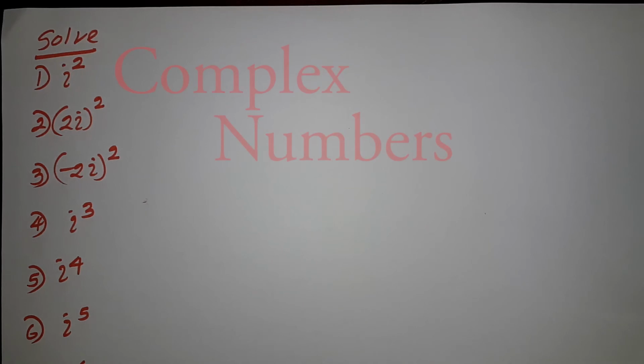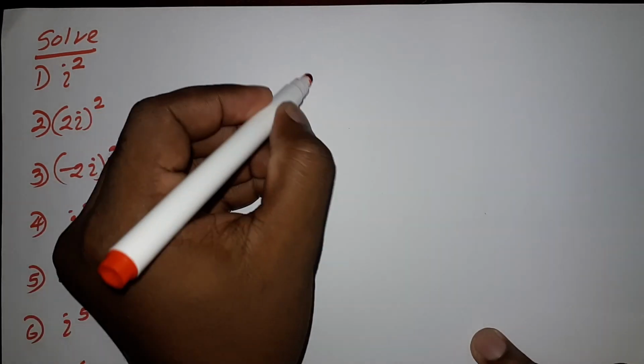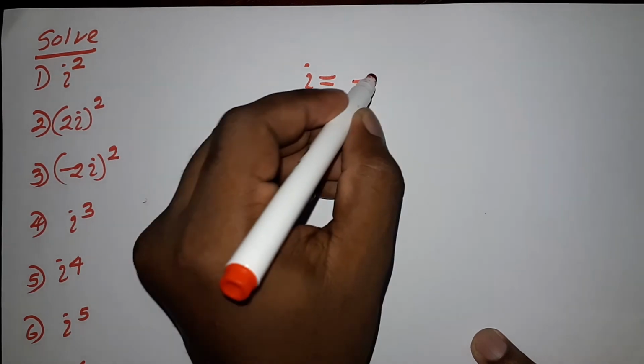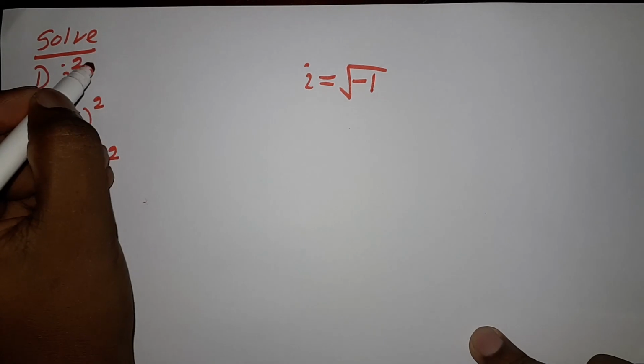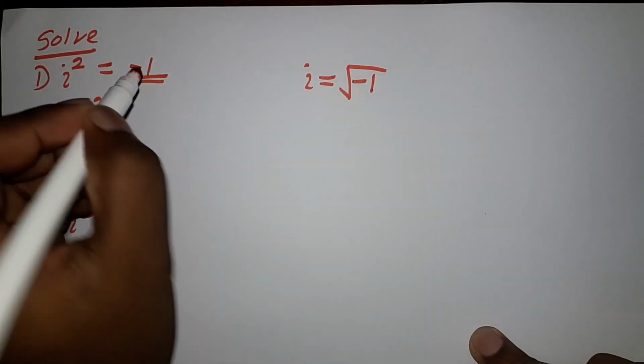Let's start with some basic complex numbers sums. The first one, the value of i squared. As you all know, i is nothing but the square root of -1. Therefore, I can say that i squared is simply -1.